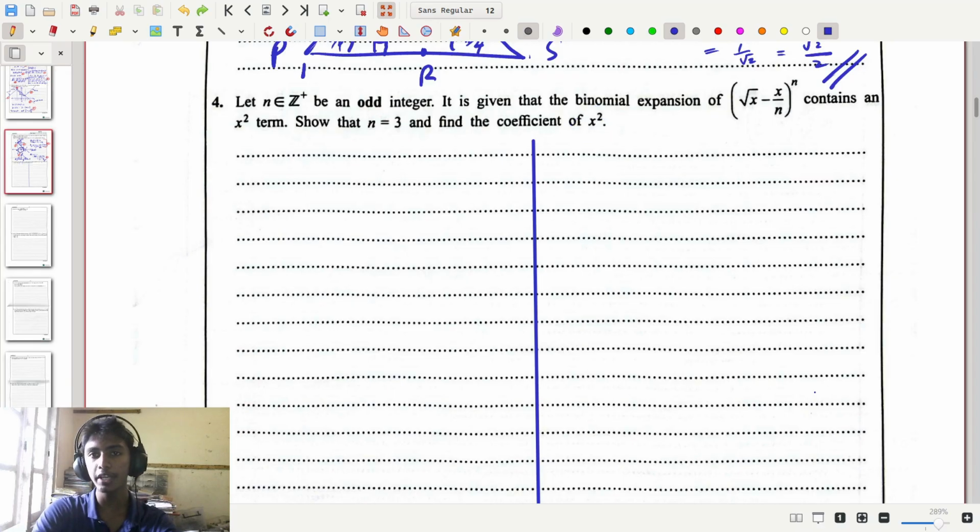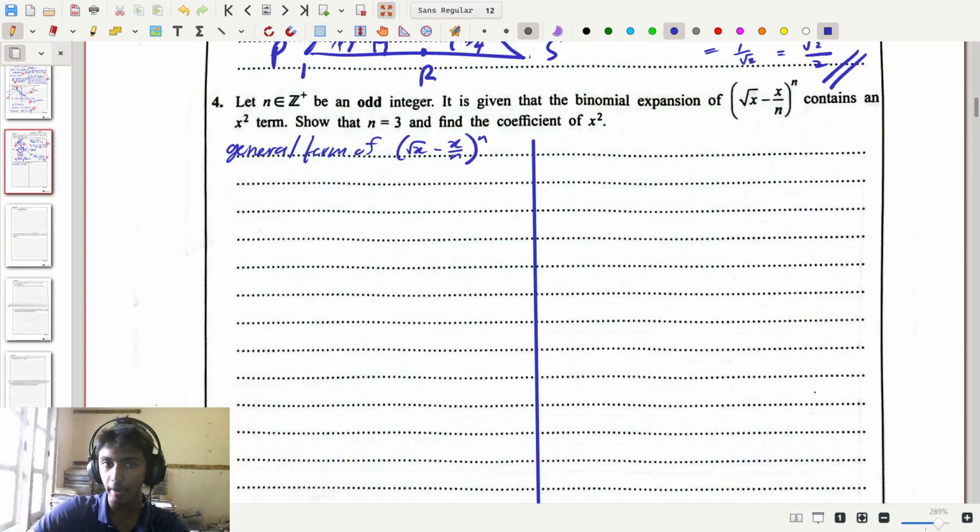To start off with this kind of problem, you probably want to find the binomial expansion of this expression. Now in our case, since we only want to consider a single term, the x² term, we can get away with not writing this as an expanded sum. Instead, we could just write the general term in that sum, and then, considering the general term, find what the value of r needs to be for that term to be an x² term. So instead of writing the entire sum, we just want to find the general term of the (√x − x/n)^n expansion.